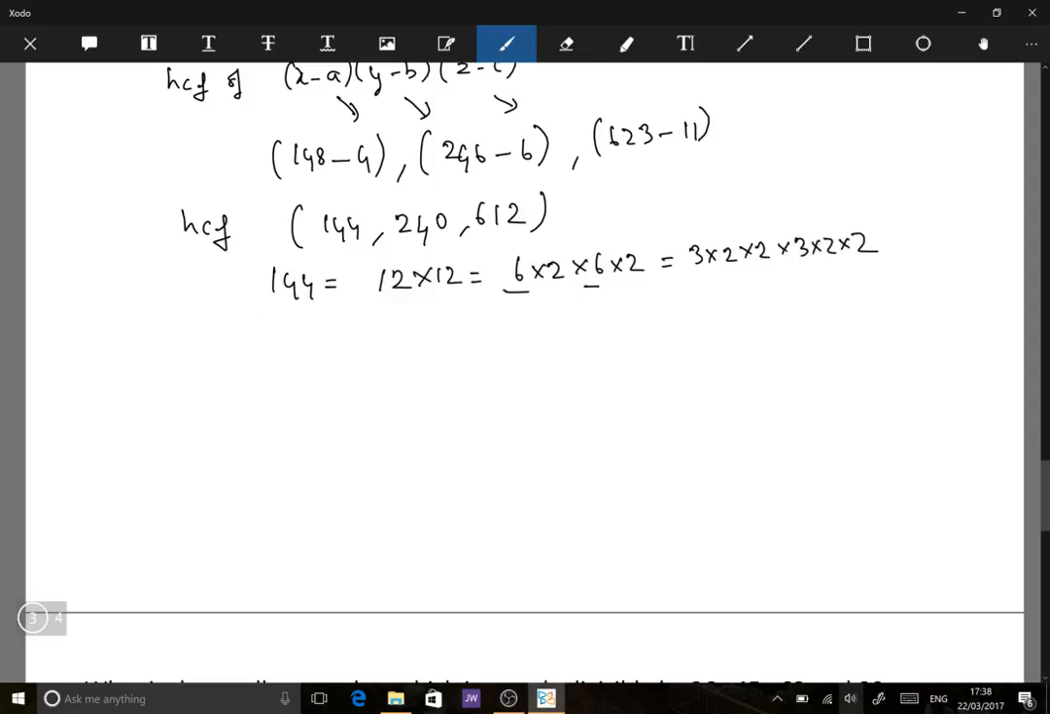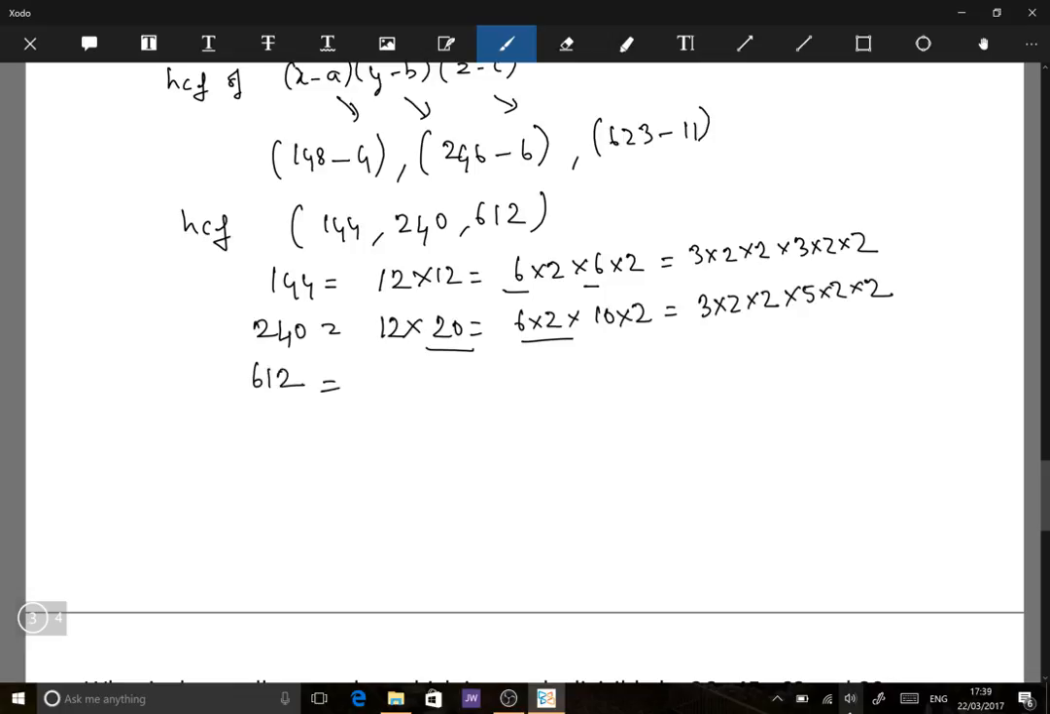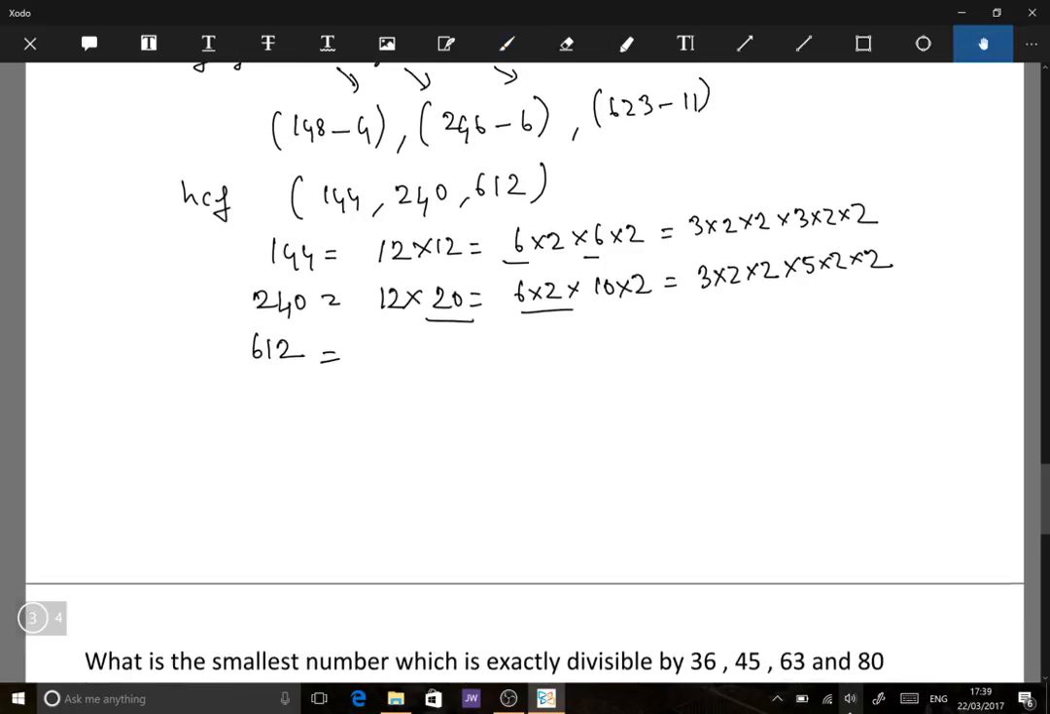Now similarly, 240 is nothing but 12 into 20. So I can write 12 as 6 into 2 and 20 as 10 into 2. 3 into 2 into 2, so first 2 is over, now into 5 into 2 into 2. Now the last one, 612. How can I write 612?